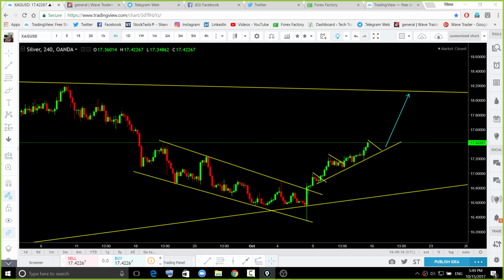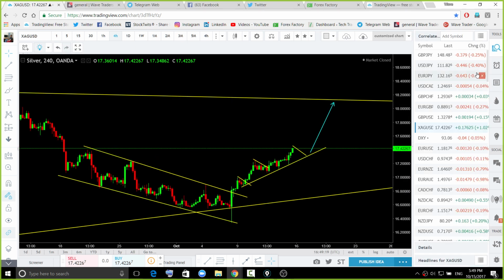Okay, so silver, and let's look at the DXY.